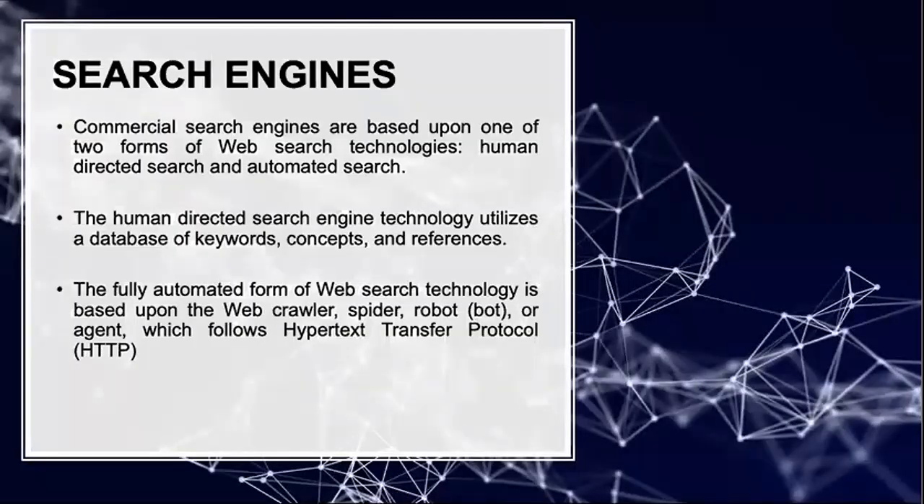Commercial search engines are based upon one of two forms of web search technologies: human directed search and automated search. The human directed search engine technology utilizes a database of keywords, concepts, and references. The keyword searches are used to rank pages, but this simplistic method often leads to voluminous, irrelevant, and spurious results.